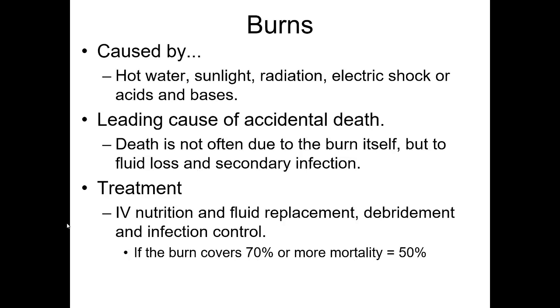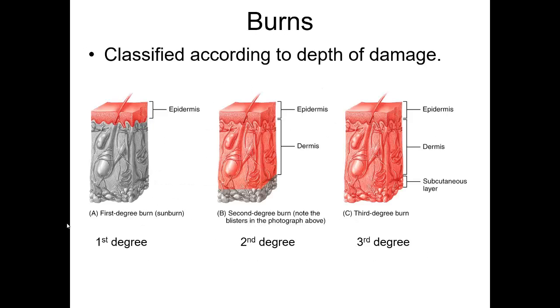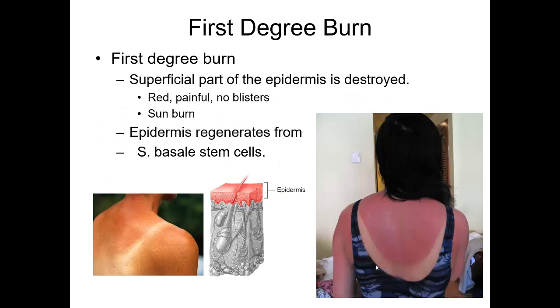Now, the burn is categorized by how many layers of the skin are affected. If only the epidermis is affected, the burn would be categorized as a first-degree burn. If the epidermis and the dermis are affected, it would be categorized as a second-degree burn, and if all three layers of the skin are affected, it would be a third-degree burn. So let's take a look at each and every one of these burns.